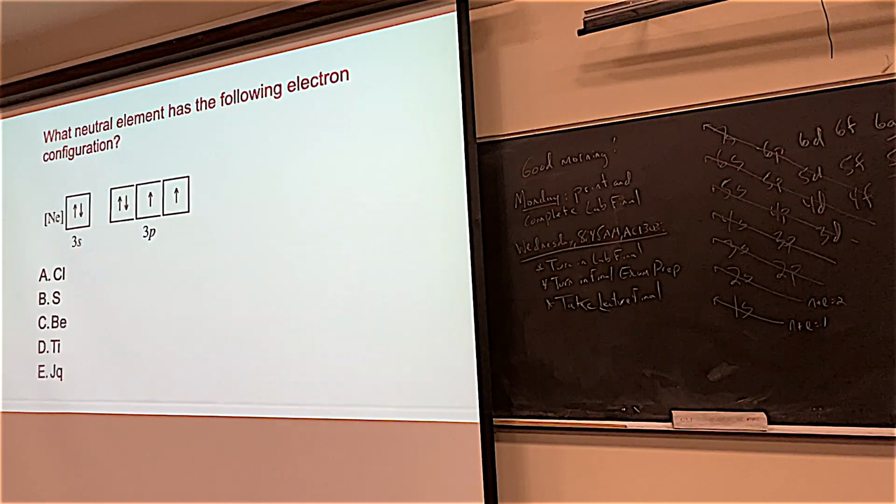Okay. Here's another way to represent electron configurations. This is orbital box notation. I'd like you to figure out which element is represented by this orbital box notation. See if you can figure it out.